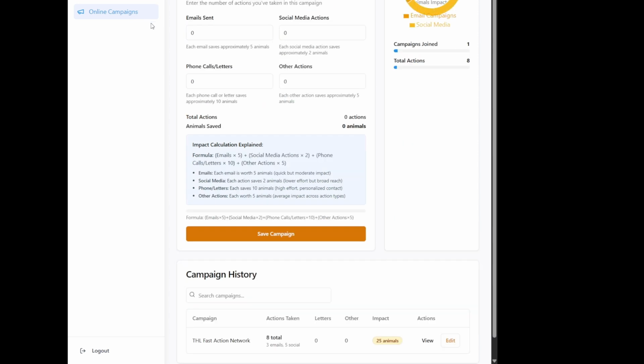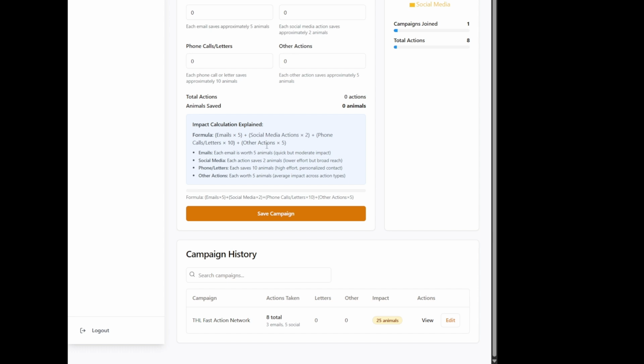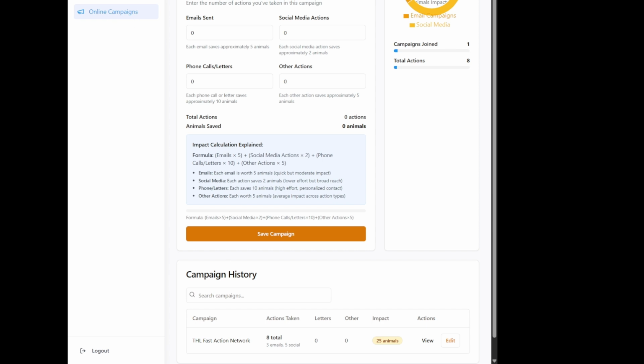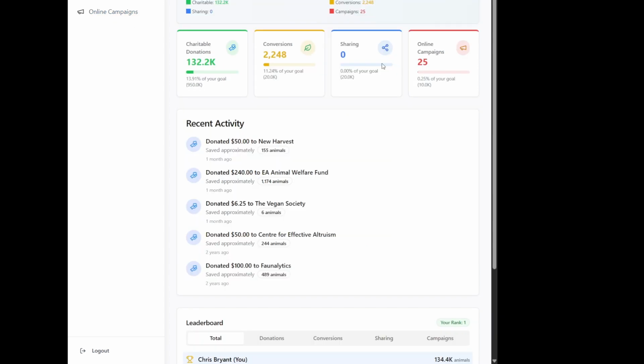Yeah, just a bit. And then these are a little bit arbitrary, but these are just actions on online coordinated campaigns. The Humane League Fast Action Network is the one that I use. And then the dashboard is the combo of all four of those things. I've got a goal of 1 million, so I'm some way towards my goal.